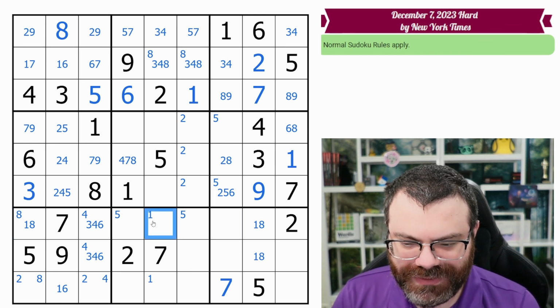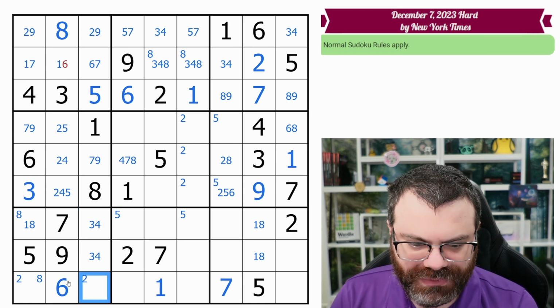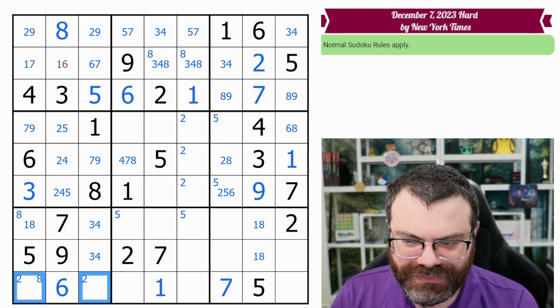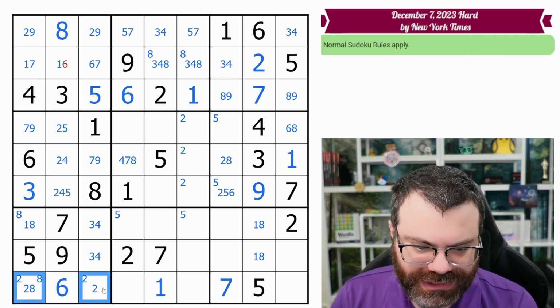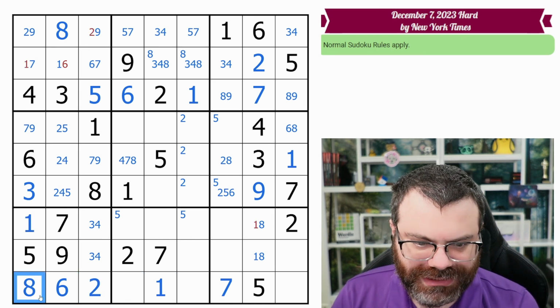That means this can't be a 1. So the 1 goes down here. That gives us this 6. That gives a 3, 4 pair here, which means this can't be a 4. And we're left with 2, 8, and some other digit. The 1. No. Yes, actually 1's placed. So we get the 1, 2, and 8 in the box.